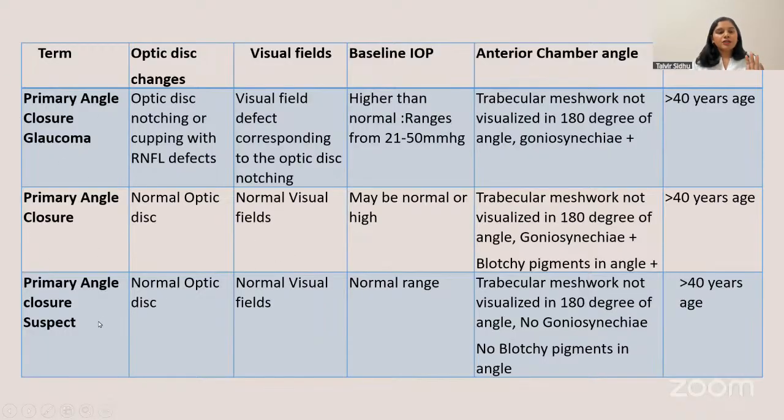So first of all, let's talk about angle closure suspect. Angle closure suspect is a person who has trabecular meshwork not visualized in 180 degrees of the angle.